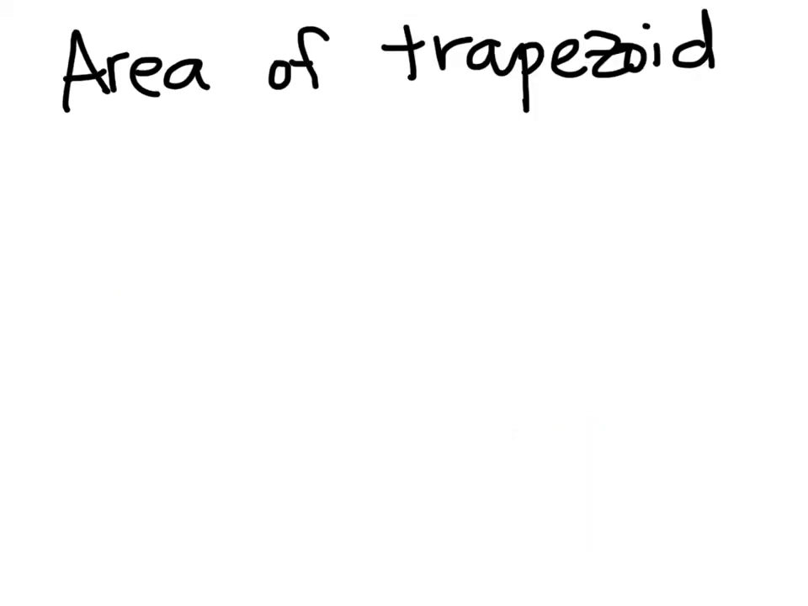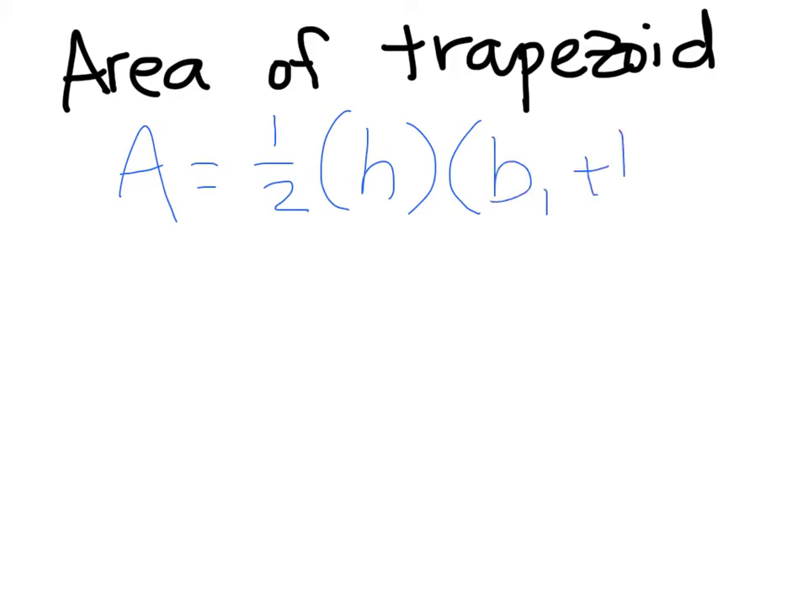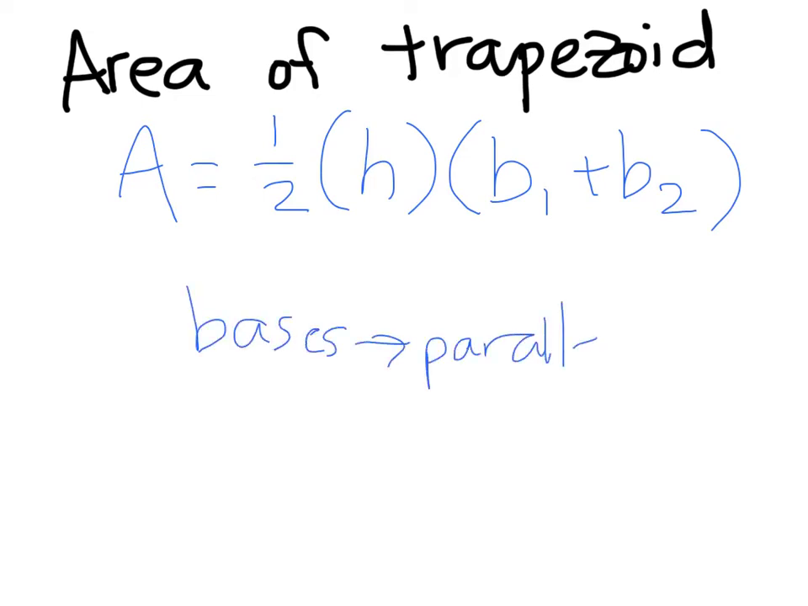The area formula for a trapezoid looks kind of funny, but it's really not that hard. The area formula is 1/2 times the height times the sum of the two bases, and we put B1 plus B2. It doesn't matter if the B1's on top or B2 or whatever, but in a trapezoid, the two parallel sides are the bases, so the bases are the parallel sides.